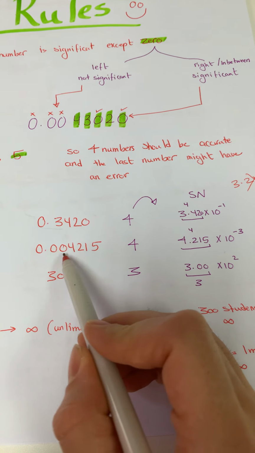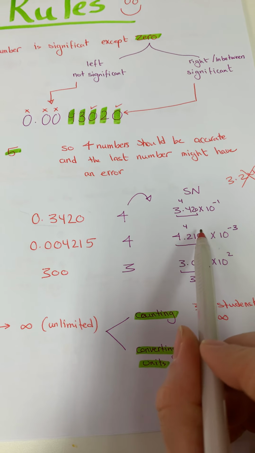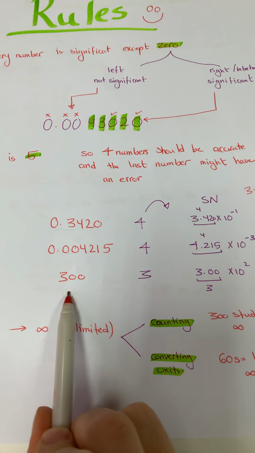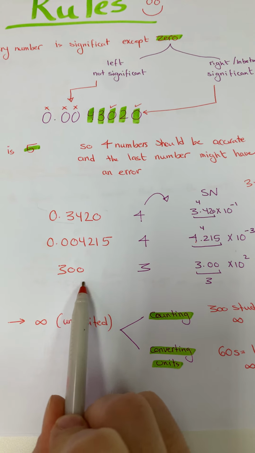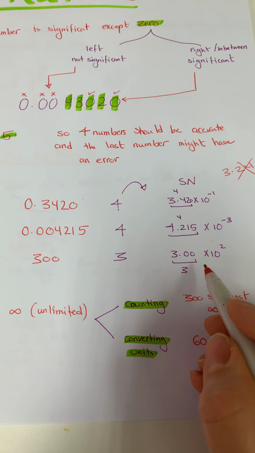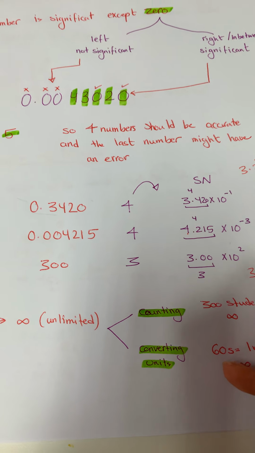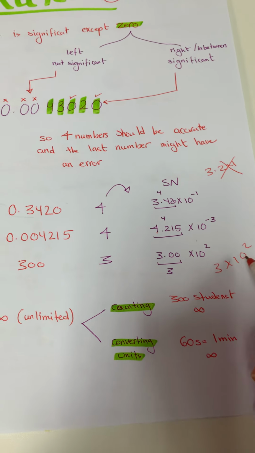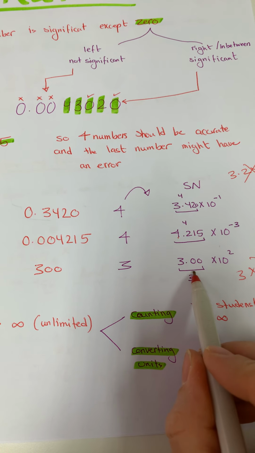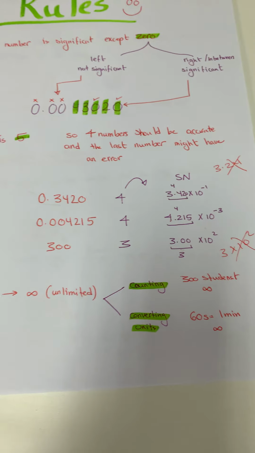Okay, next I have here 0.004215. The first zeros are not countable, so I will count 1, 2, 3, 4. So I have 4 and I should write it in scientific notation with 4 numbers. 300 here, how many zeros to the right? I have 2 zeros to the right, so there are 3 significant figures. So when I write them down, they should be 3.00 times 10 to the power 2. I should not write it like this, because here it means I have only one significant figure, and the accuracy will be less. So once I look at this, I will understand that the machine you used can give you an accuracy of 2 digits after the decimal.